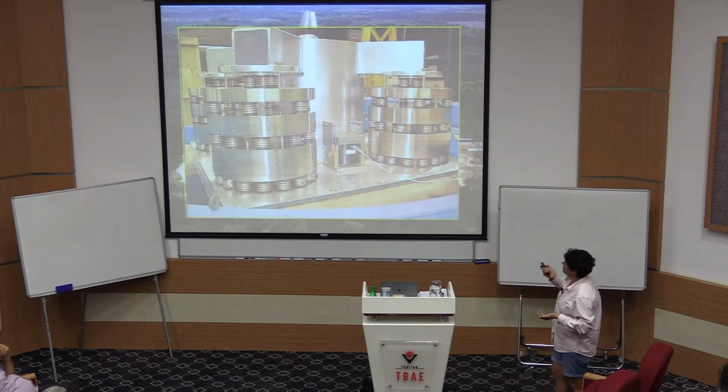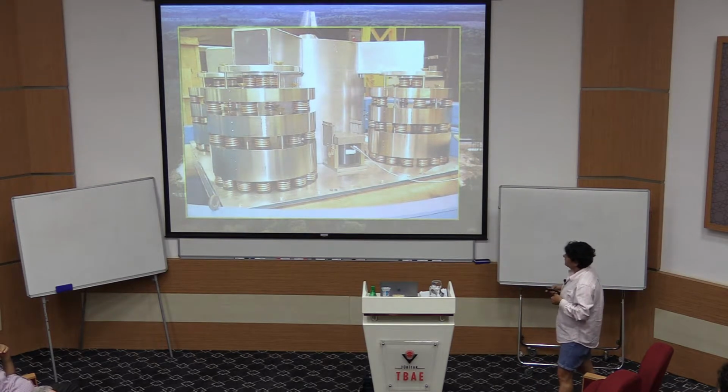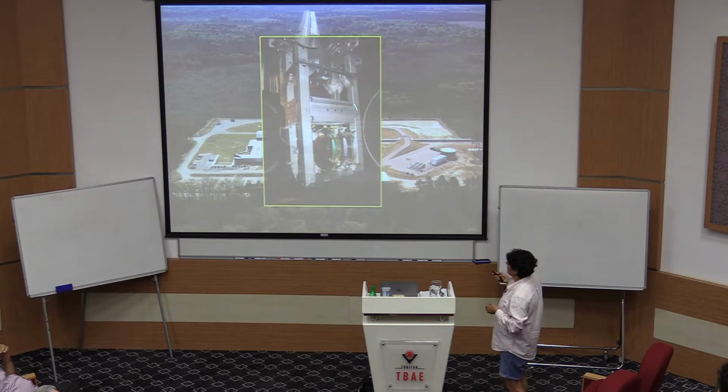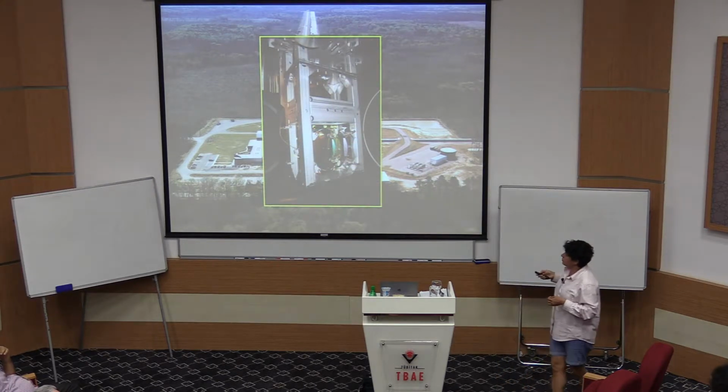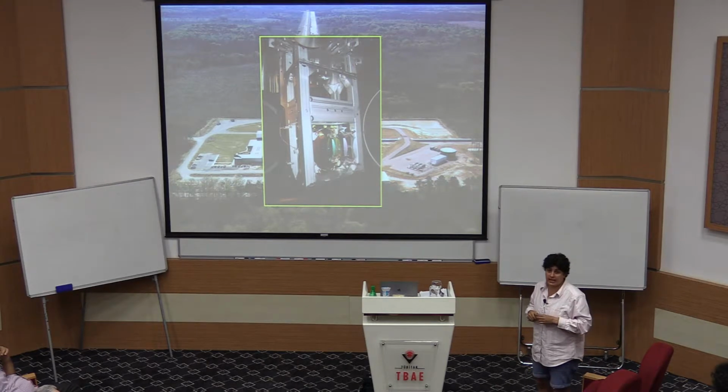But here is one type of vibration isolation system, which is a spring mass system, a stack of spring mass, spring mass, spring mass. The mirrors themselves look like this. They're about 40 kilograms in mass and about 35 centimeters in diameter.